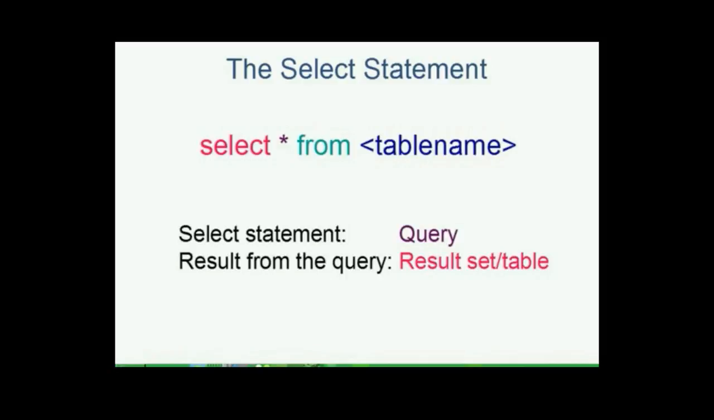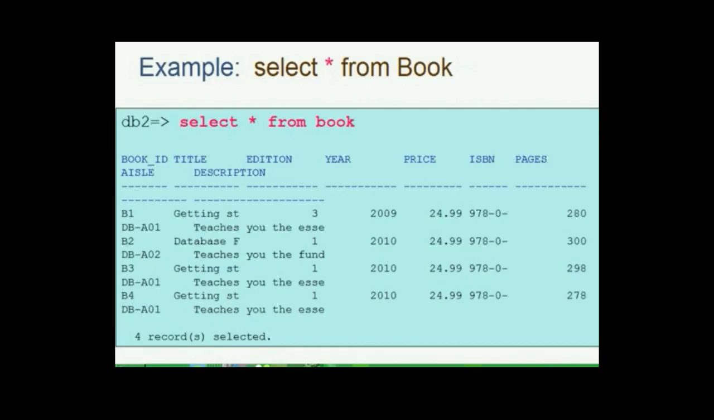A select statement in its simplest form is select star from table name. Here, the select statement is termed as the query, and the output we get from executing this query is called a result set or a results table. Let us take table book for our example here. Select star from book, when executed from the command prompt, would give out the result set like this.